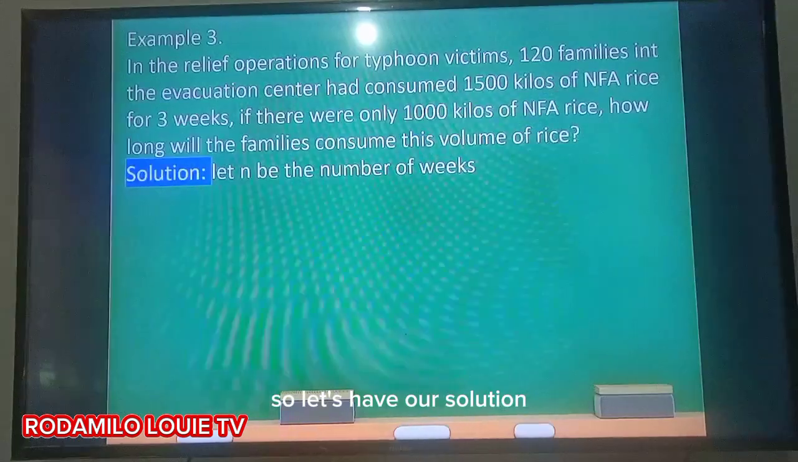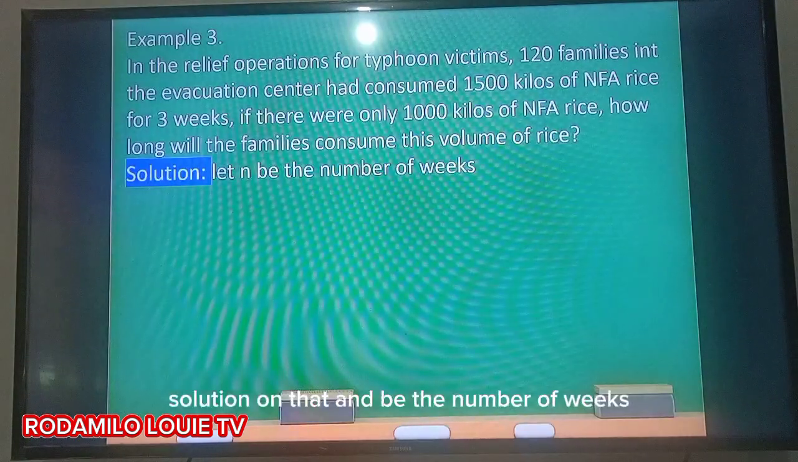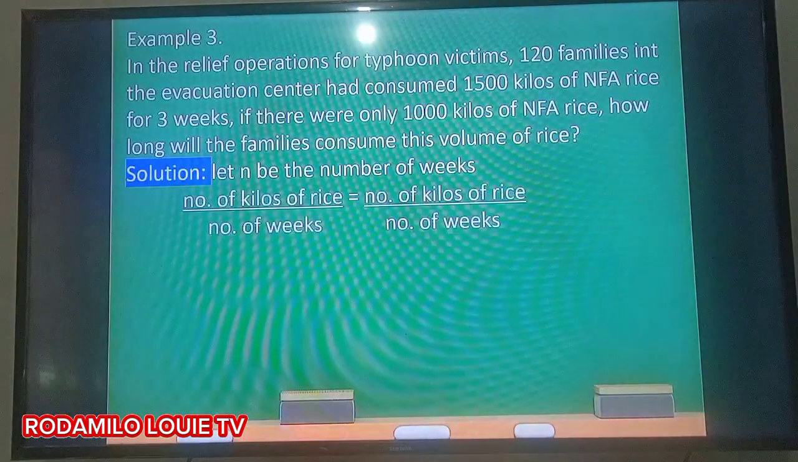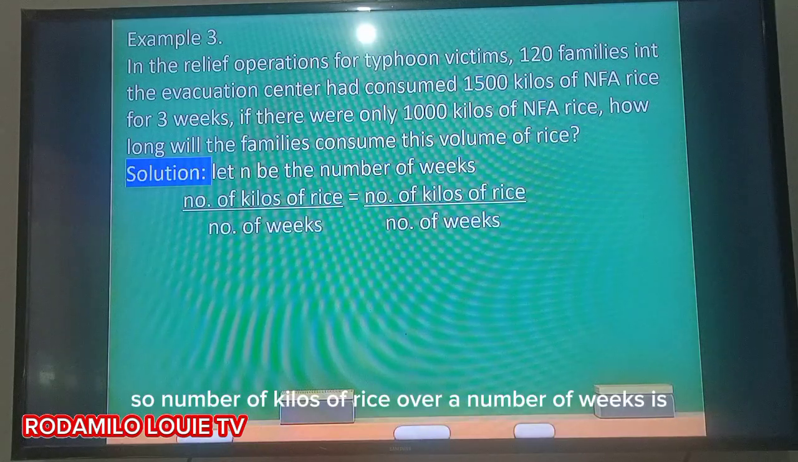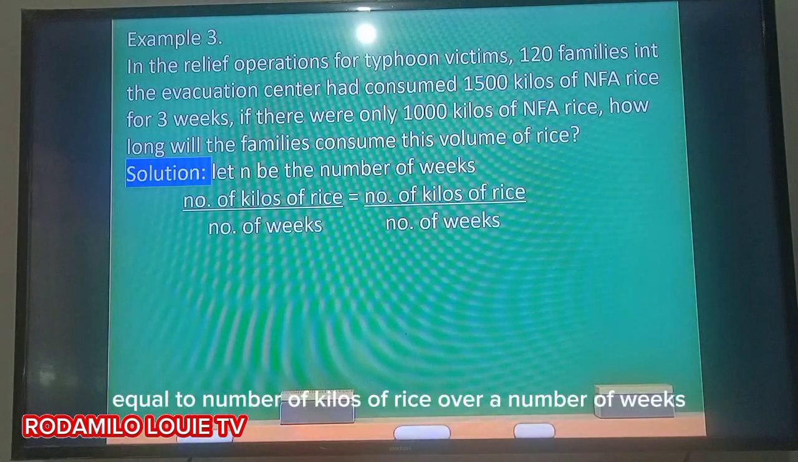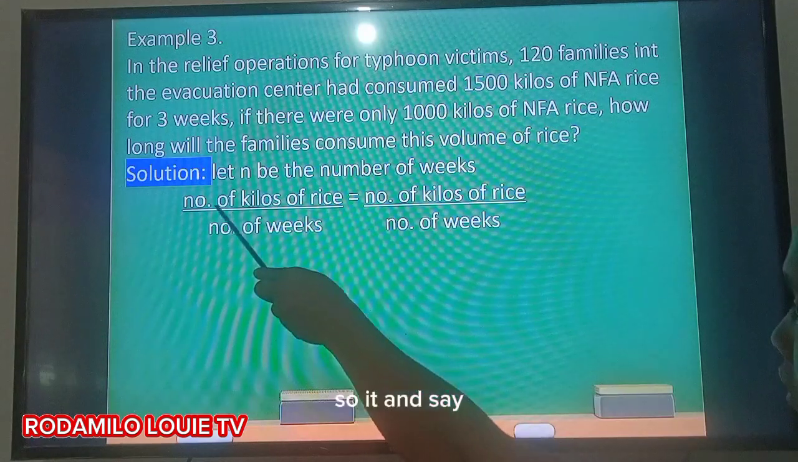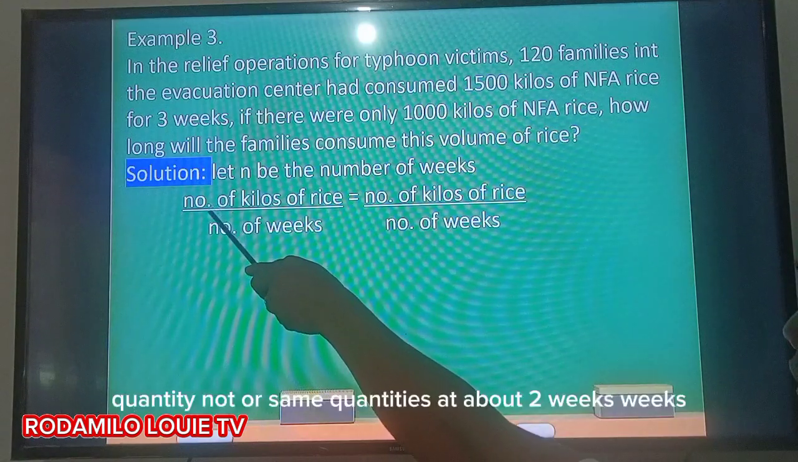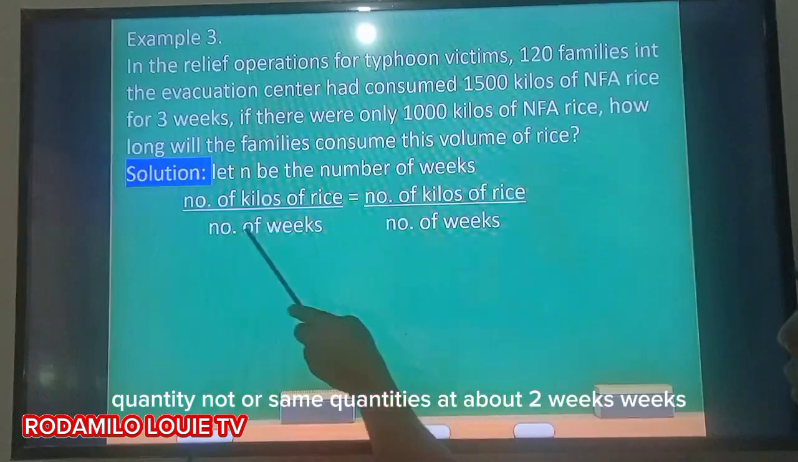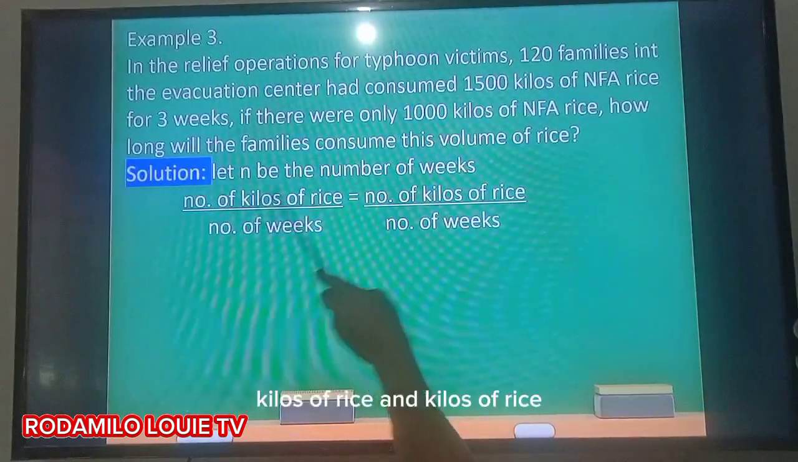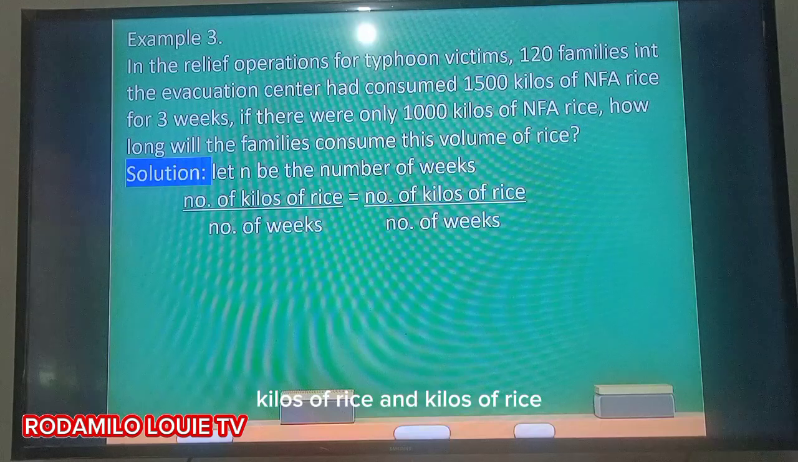So, let's have our solution. Let n be the number of weeks. So, number of kilos of rice over number of weeks is equal to number of kilos of rice over number of weeks. So the same quantity goes on the opposite side. So, kilos of rice over weeks, and kilos of rice over weeks.